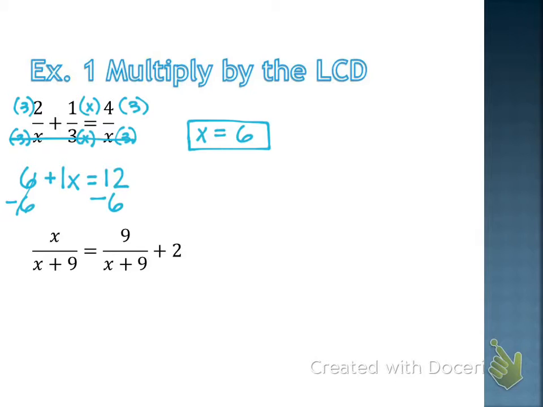Now let's look at the next set of fractions. We have x over x plus 9 equals 9 over x plus 9 plus 2. In order to add or subtract fractions, I've actually got to have fractions. So what do I need to do to one of these terms? Put it over 1. Very good. So we're going to do 2 over 1. That way I can see all of my denominators clearly. I have x plus 9, and 1.